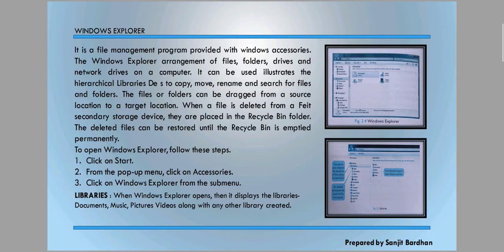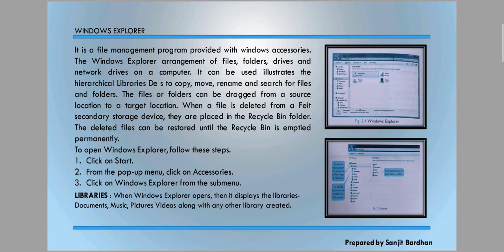The files or folders can be dragged from a source location to a target location. When a file is deleted from the secondary storage device, it is placed in the recycle bin folder. That means when we delete some file, the file goes into the recycle bin folder. The deleted files can be restored until the recycle bin is emptied permanently. That means before deleting the file from the recycle bin, we can restore the file, and we also can delete the file permanently.